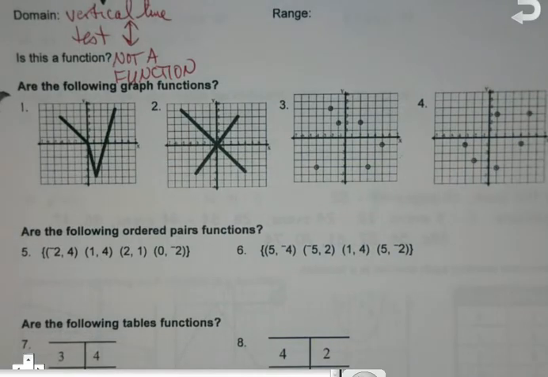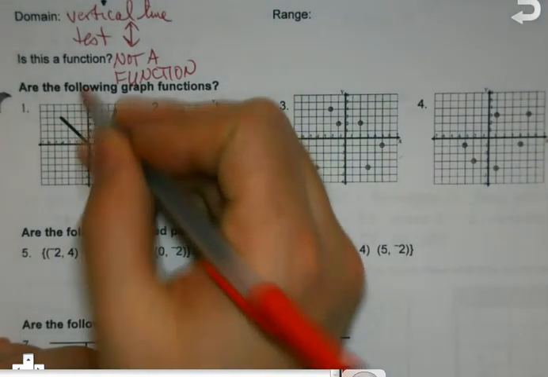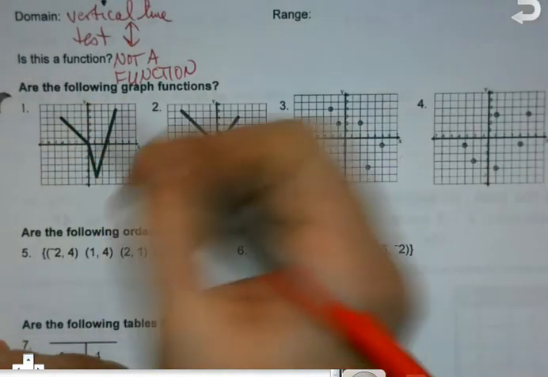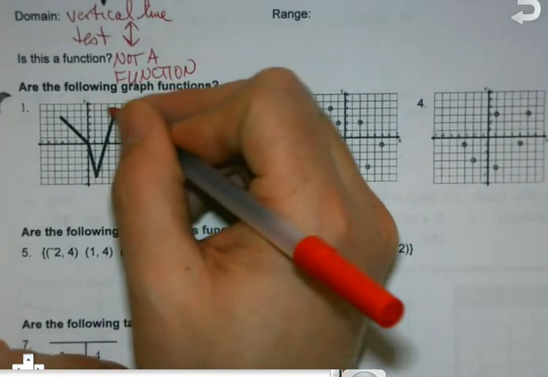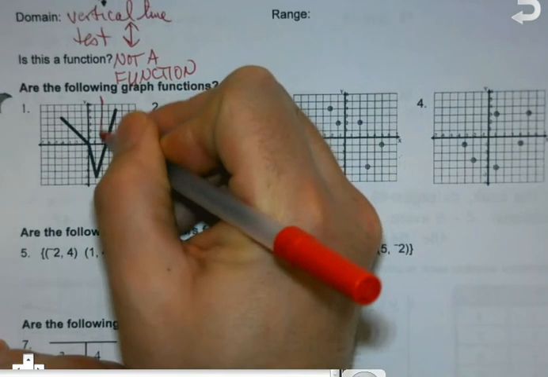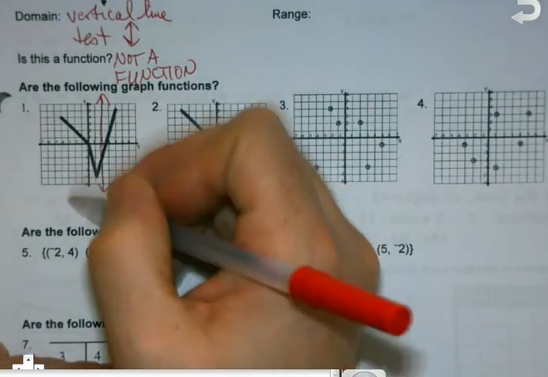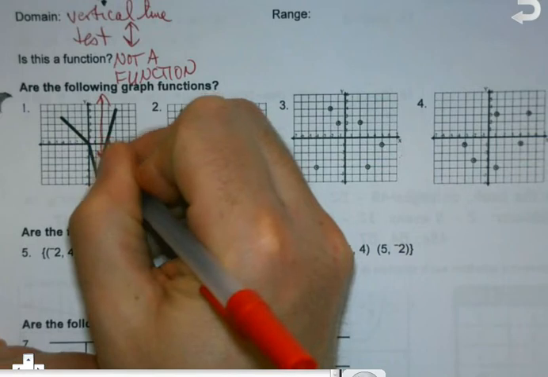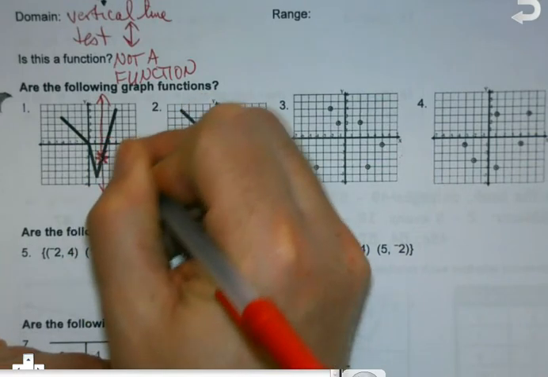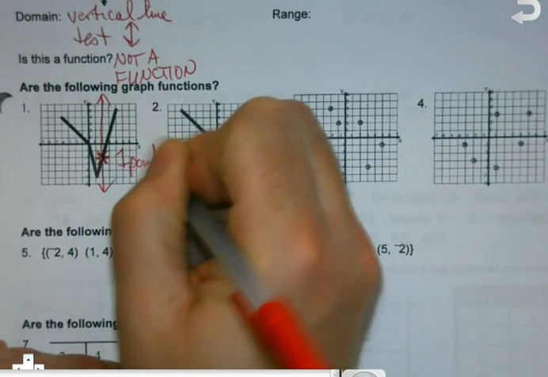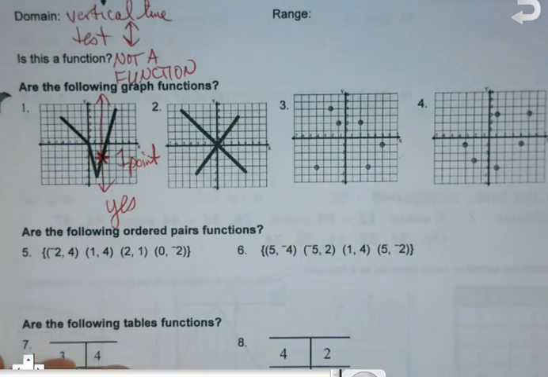So on these functions, is there any place in number 1 that I can draw an up and down line and it'll go through more than one place? Let's see. I don't really see any. So I'm going to draw a vertical line through. Anywhere you want to. If you wanted to draw it over here, you could. And if it only goes through at one point, then yes, it ends up being a function.